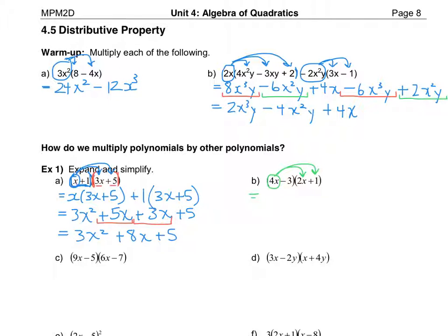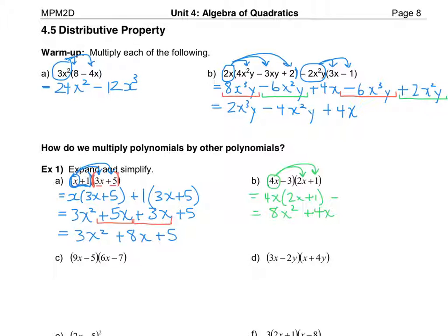So some of you are going to get to the point where you're going to leave the step out that I'm going to write down, where you're going to actually do 4x times 2x and know that that is 8x squared. And then the 4x times the plus 1 would be a plus 4x. That really came from doing the 4x times the 2x plus 1. Okay, so you can still write the step in if you need it, but if you get to the point where you don't, that's okay.